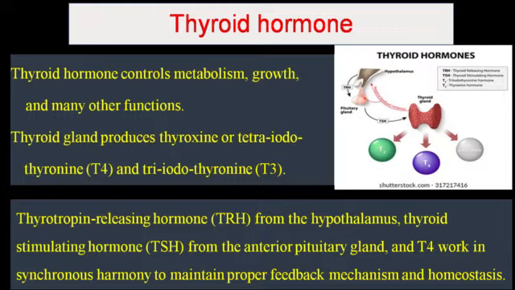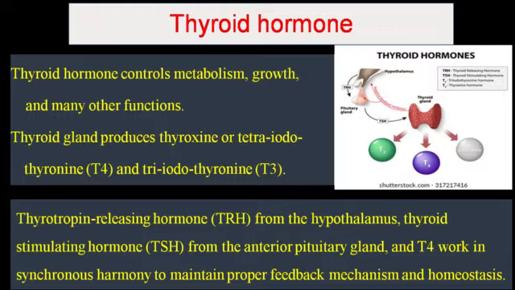The thyroid gland produces thyroxine or tetra-iodo-thyronine, commonly called T4, and tri-iodo-thyronine, which is called T3. Thyrotropin-releasing hormone (TRH) from the hypothalamus, thyroid-stimulating hormone (TSH) from the anterior pituitary gland, and T4 work in synchronous harmony to maintain proper feedback mechanisms and homeostasis.